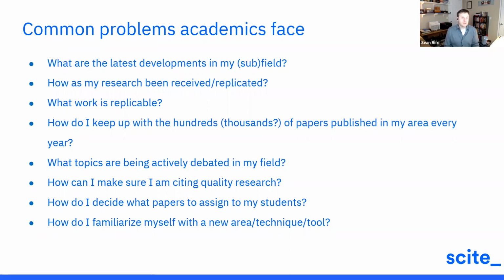What are some hot topics that are being actively debated in my field? So what are more contentious claims? How can I make sure that when I am writing, I'm citing quality research that's not been retracted, that's been replicated, it's been well received? As a professor, how do I decide what papers to assign as readings to my undergraduate students and graduate students? And then how do I familiarize myself with a new area that I'm not formally trained in, or a new technique or a new tool?